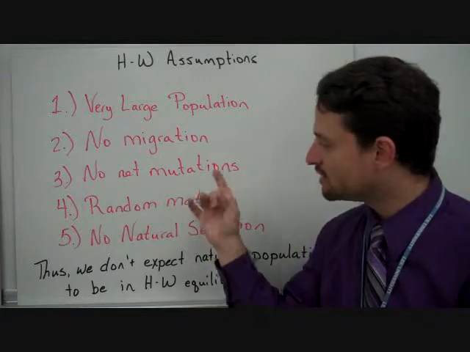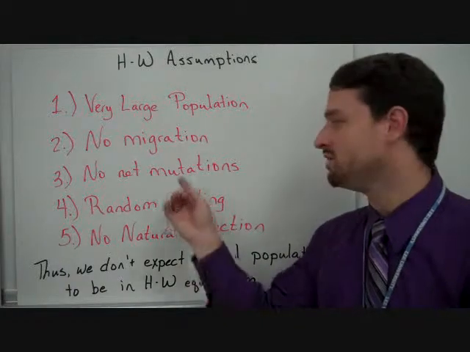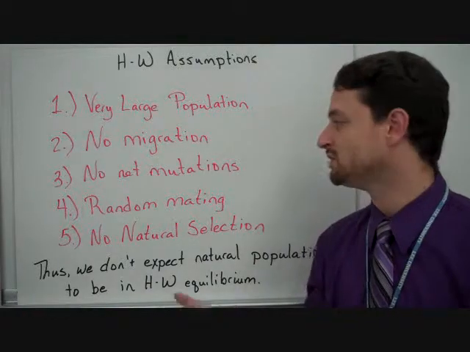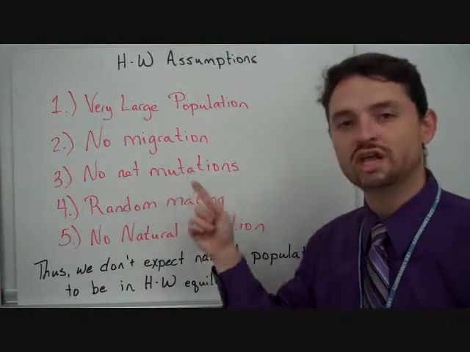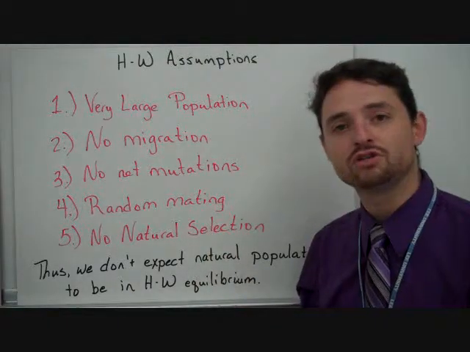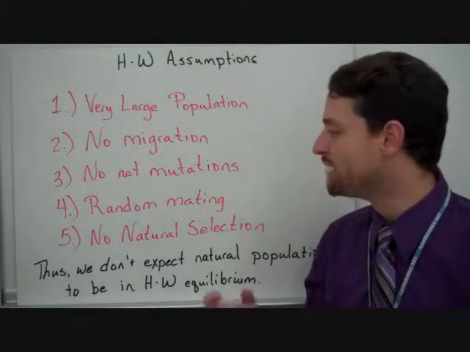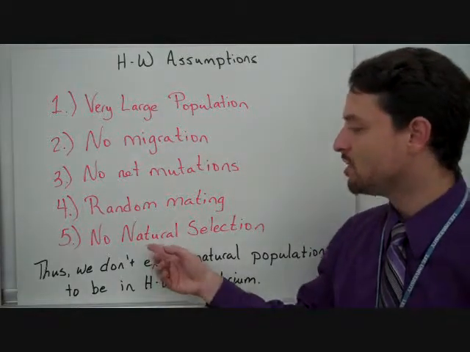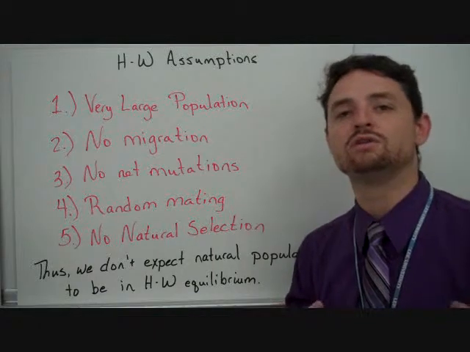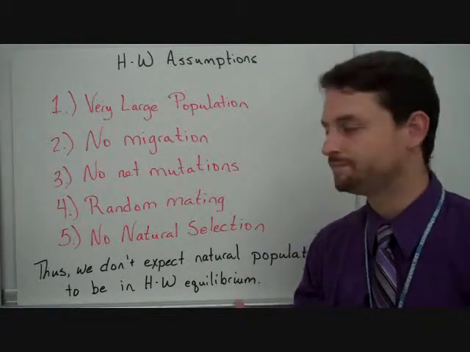The third is that there are no net mutations going on. Mutations are a change in DNA that would affect an allele expression. So we say that there's no change in DNA taking place, that random mating is taking place, meaning there's no specific preference of one mate over another, and that there's no natural selection taking place, that there's no one trait that makes you better suited for survival in this population than another.